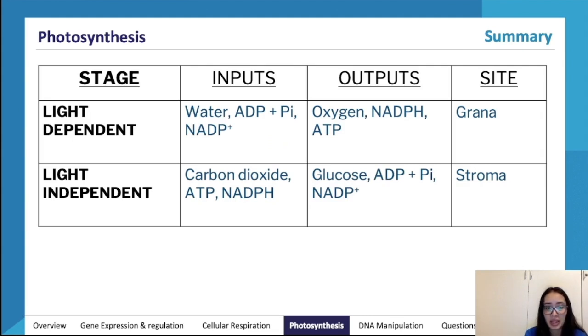This kind of just summarizes the inputs and outputs of photosynthesis. So water, ADP, and inorganic phosphate, as well as NADP, are inputs, and outputs of light-dependent stage are oxygen, NADPH, ATP. This occurs in the grana. The second stage is the light-independent stage, and you've got carbon dioxide, ATP, and NADPH as inputs. Outputs are glucose, ADP and Pi, NADP+, and this occurs in the stroma.